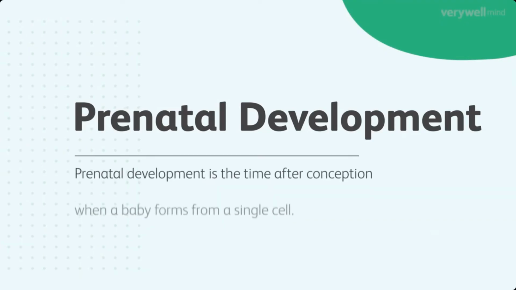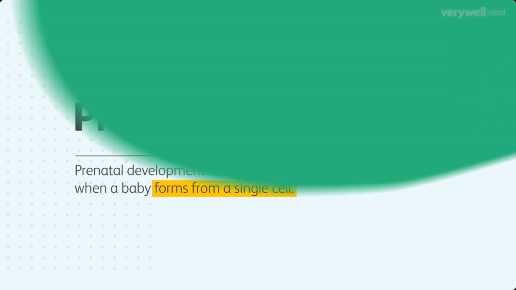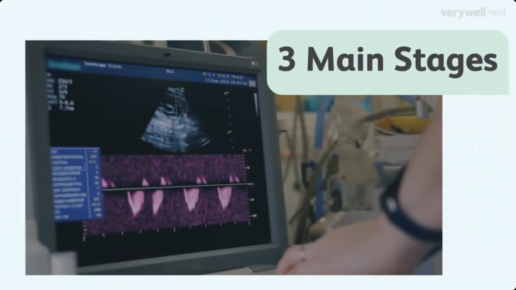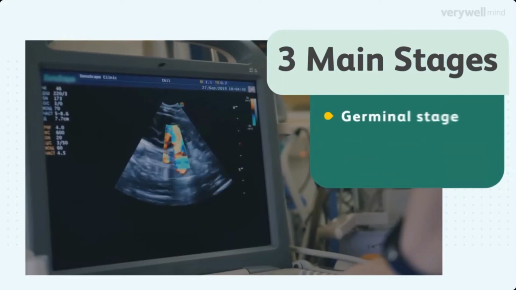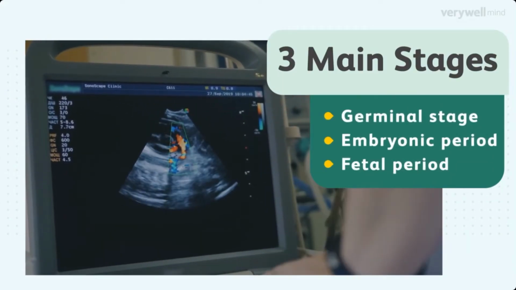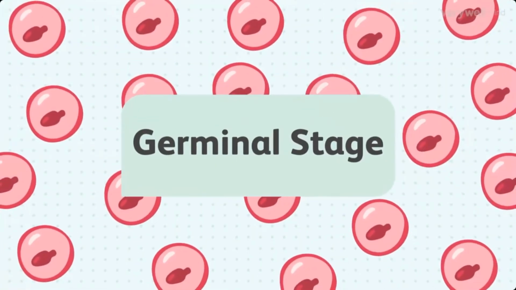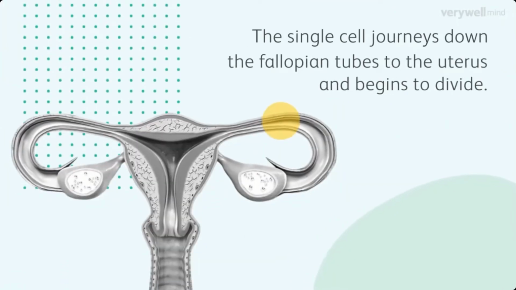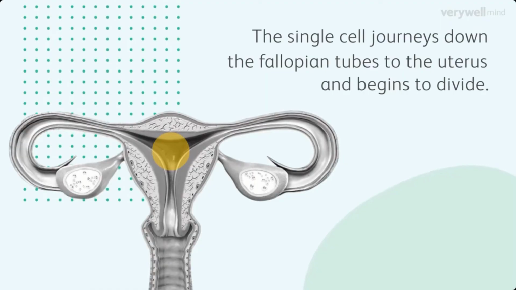Prenatal development is the time after conception when a baby forms from a single cell. It's a time of remarkable change, occurring in 3 main stages: the germinal stage, the embryonic period, and the fetal period. The germinal stage begins when the egg becomes fertilized with sperm. This single cell journeys down the fallopian tube to the uterus and begins to divide.